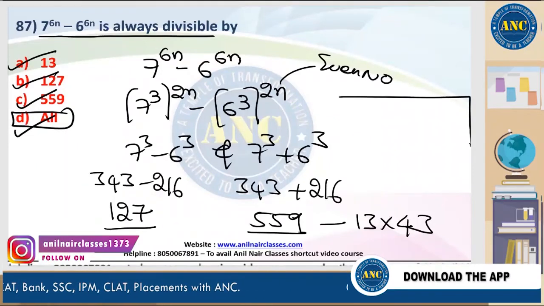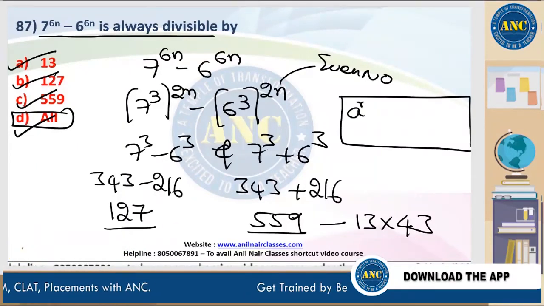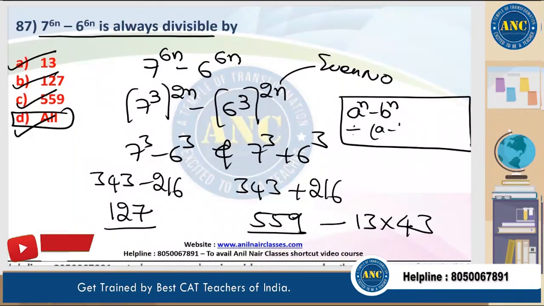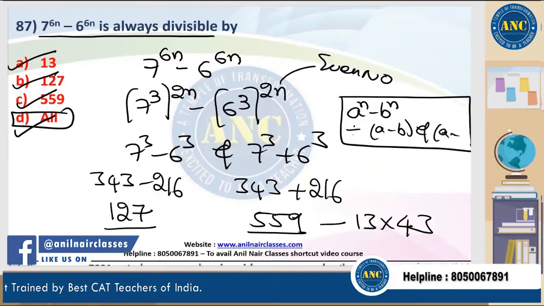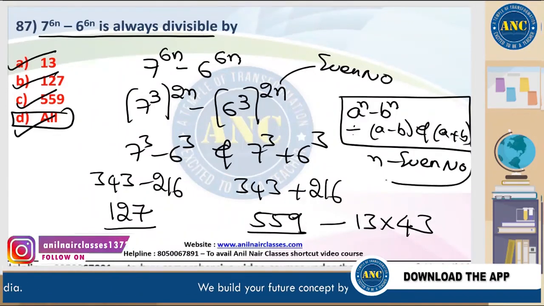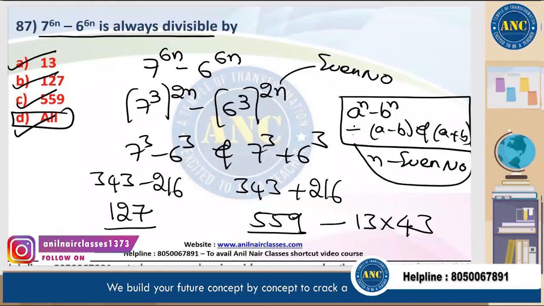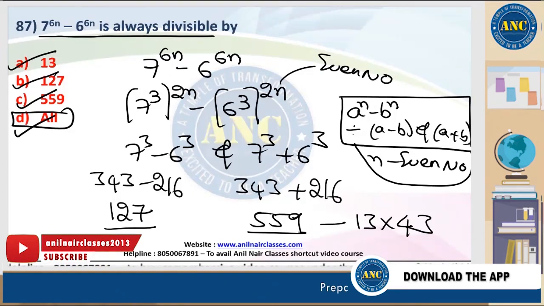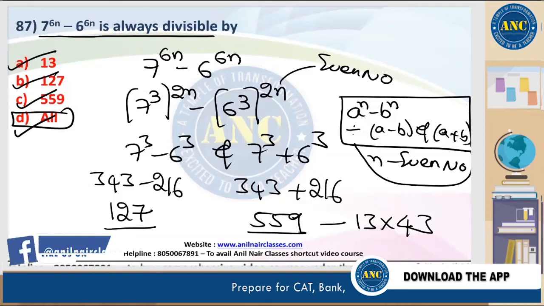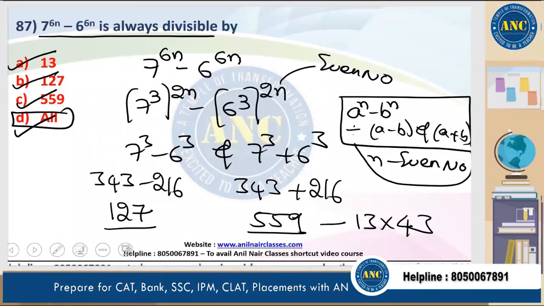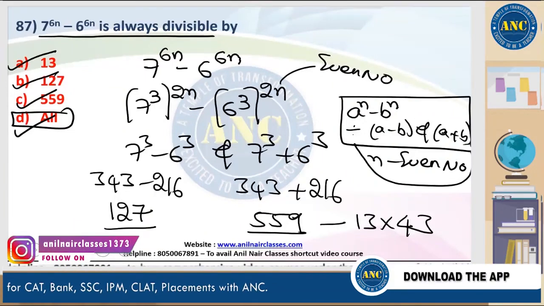What is the property that is used in 87th question? A power n minus b power n is divisible by a minus b and a plus b if n is an even number. If n is an even number, it is divisible by a minus b as well as a plus b. 87 clear, right? Next.